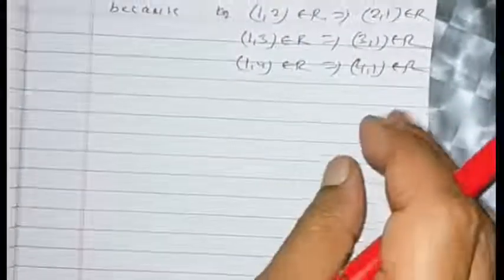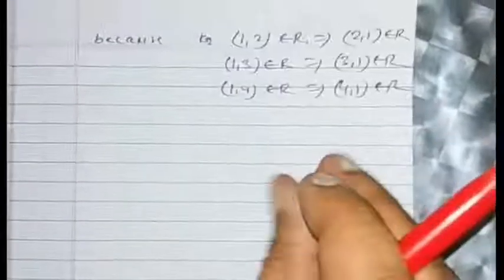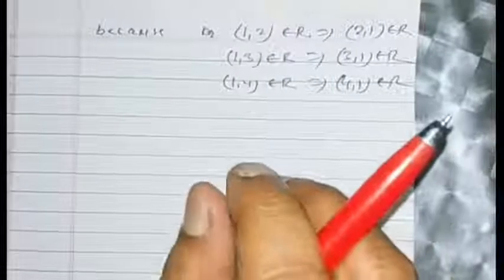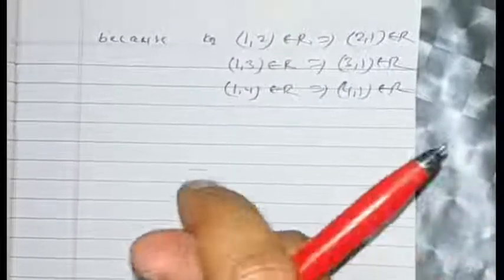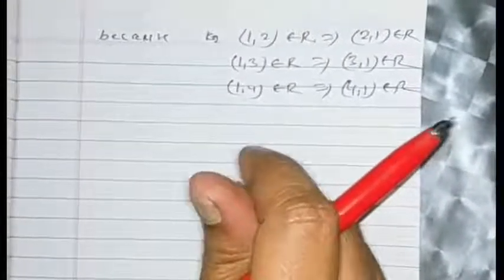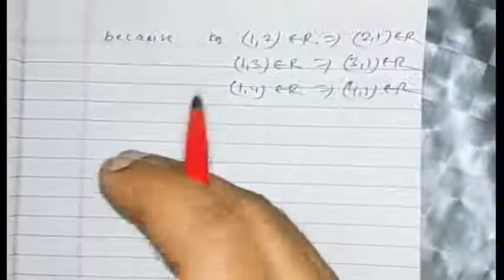The remaining types of relation, such as transitive relation, equivalence relation, empty relation and universal relation, will be discussed later, in the next lecture in my video classes.